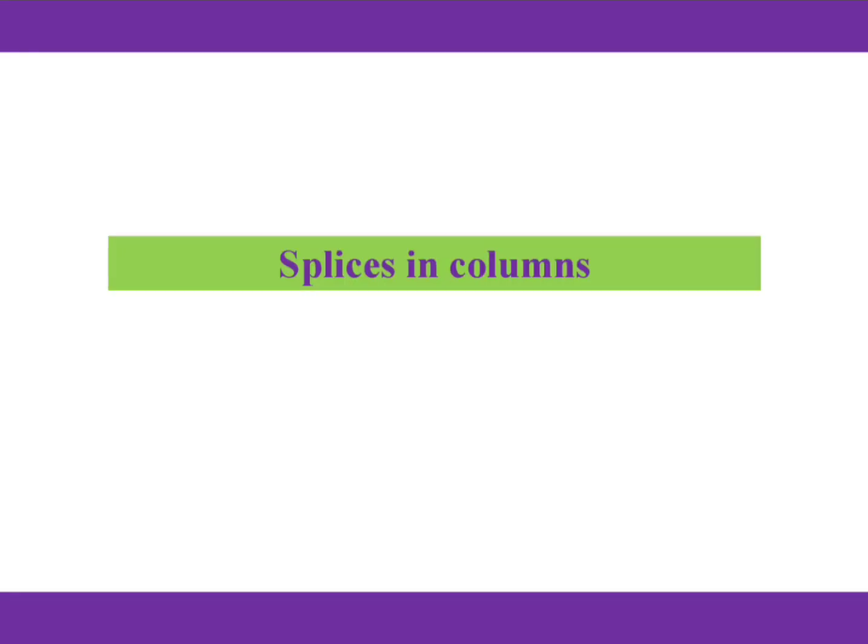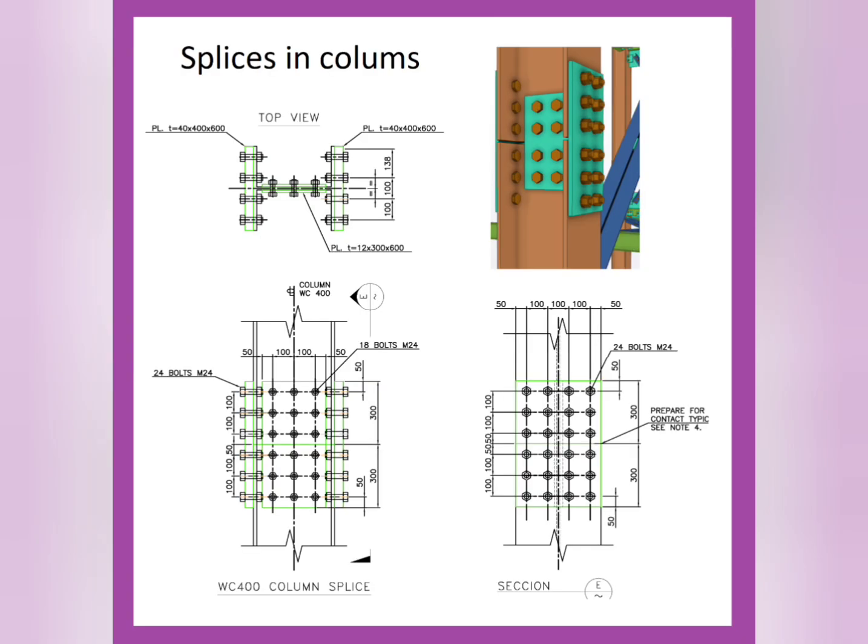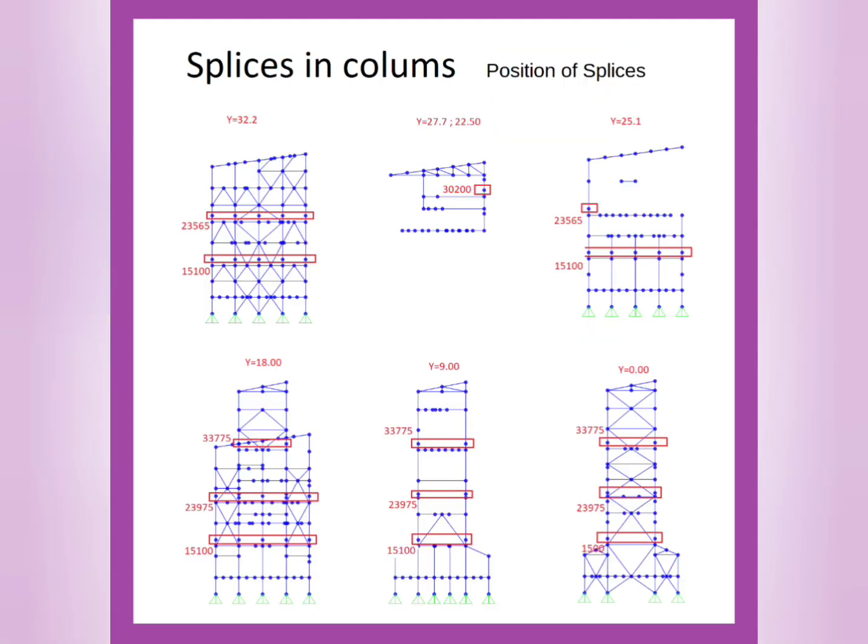Splices. Determining the position of the splices in a column is quite simple. In general, a steel structural element is not more than 12 meters long. When columns are longer, splices must be used to maintain continuity. Also, splices should be at a distance of 1.2 meters from the nearest platform so that they are easily accessible in the assembly process.